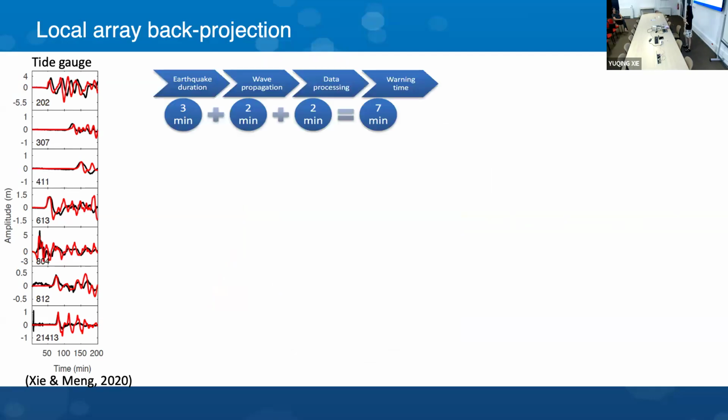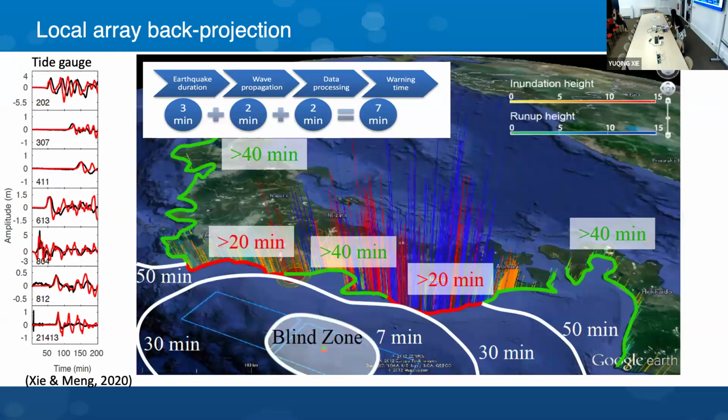Using this method, we need about 7 minutes. The earthquake duration takes about 3 minutes, and the waveform propagation from the epicenter to the farthest stations takes about 2 minutes. The data processing, mostly spent on the forward simulation of tsunami waves, takes about 2 minutes. In total, we need 7 minutes. When we use this system, this is the blind zone, and along the coast you have at least 20 minutes to escape.